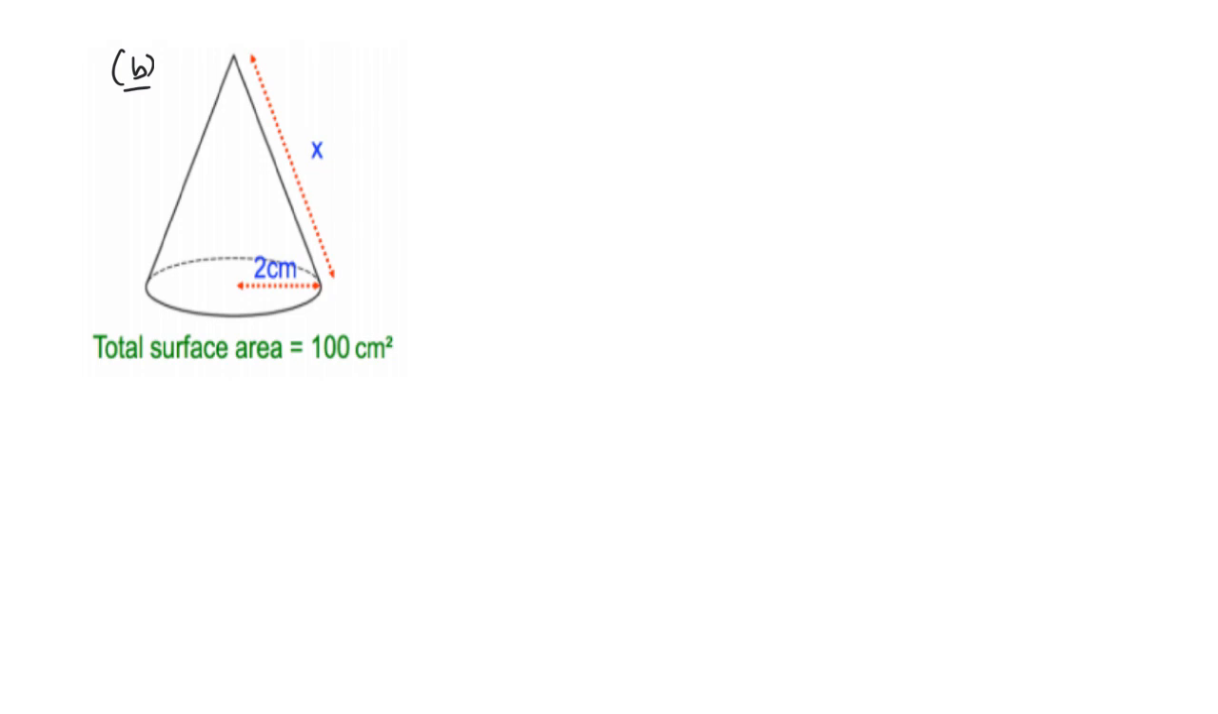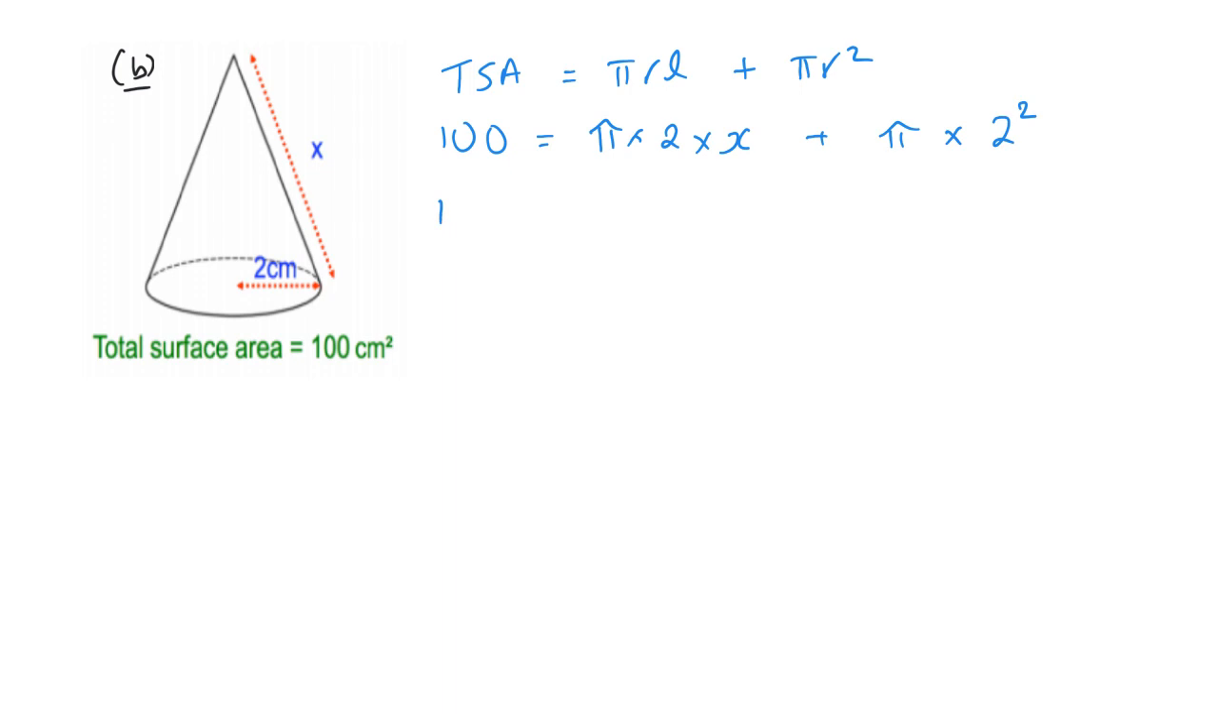Part B then, this time it just gives us the area as 100. There's no pi this time. So remember, total surface area equals pi r L, the curved part, plus the base pi r squared. So that's 100 equals pi times 2 times our slant height, which is x, plus pi times 2 squared. So that's 100 equals 2 pi x plus 4 pi.